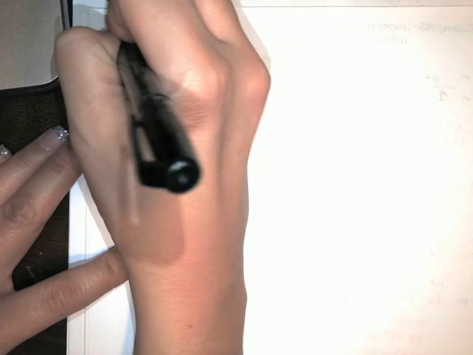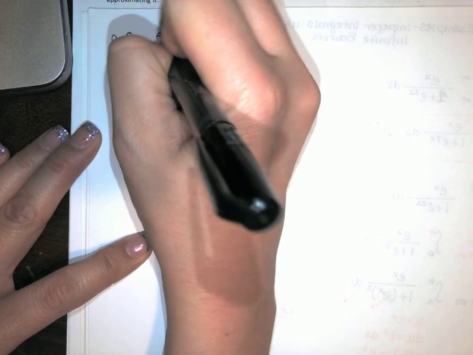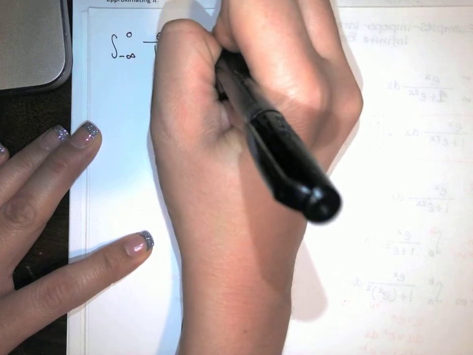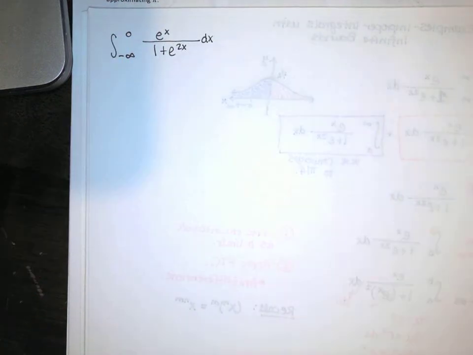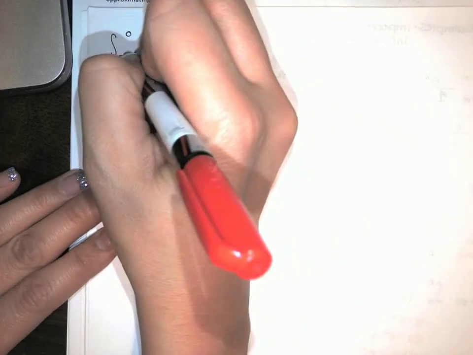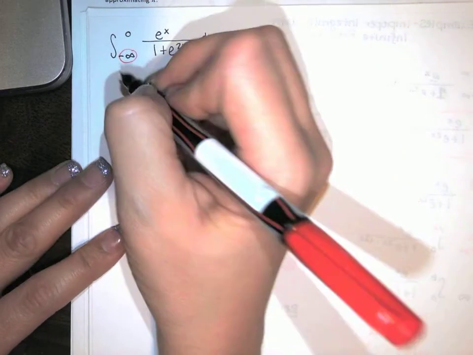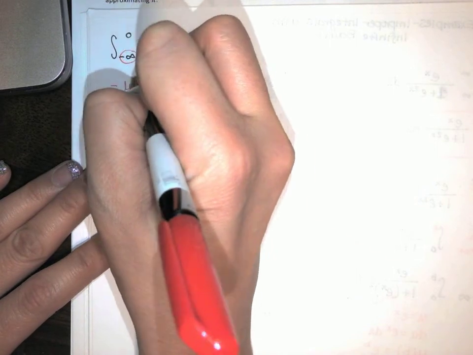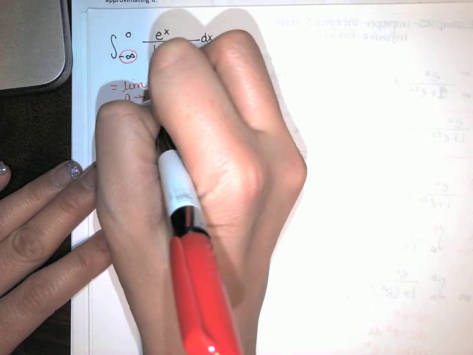So I've got the integral from negative infinity to 0 of e to the x over 1 plus e to the 2x. And this is actually not that bad because we did the hard part. We already know the antiderivative. First, we're going to write it as a limit. The problem occurs at negative infinity, the lower limit. So I'm going to replace that with a.